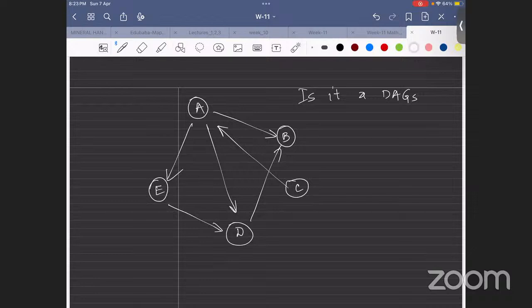Is it a DAG? Yes, sir. Or you can do the topological sorting also. Now let's start. What was the first step?